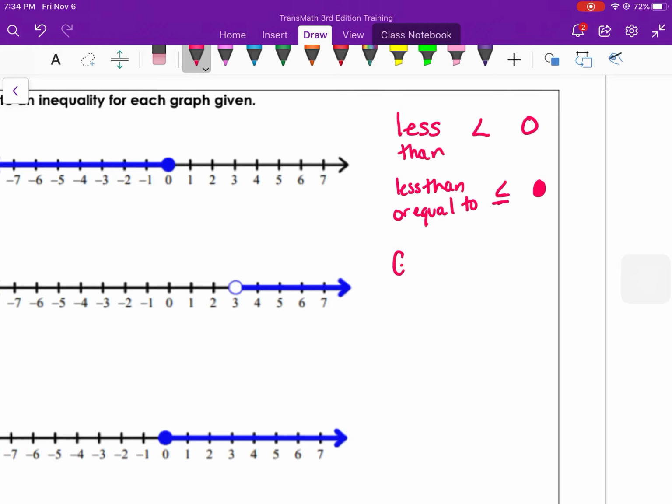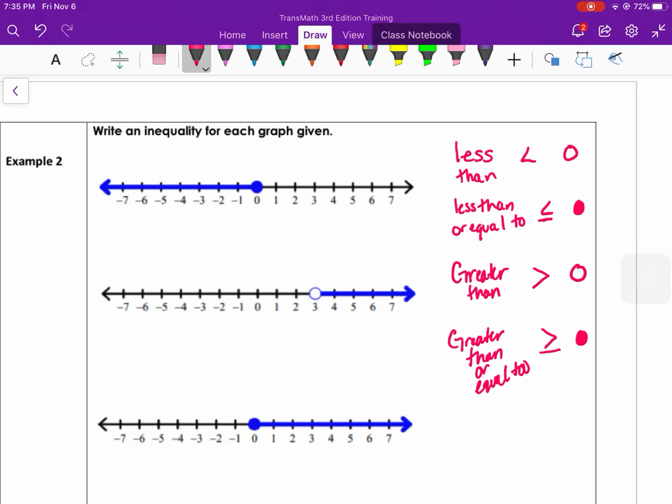Then we have the greater than symbol. Greater than points to the right, and on our graph would have an open circle. And then greater than or equal to would be pointing to the right, and then have a line underneath it, and then it would have a closed circle.